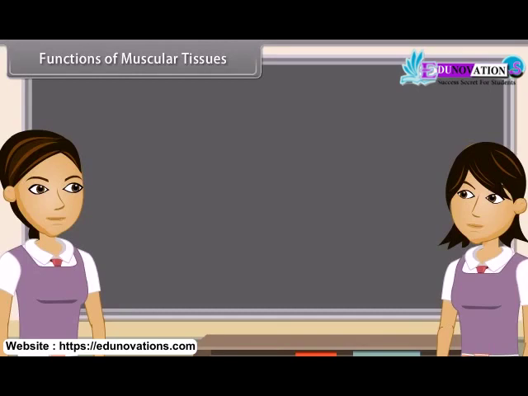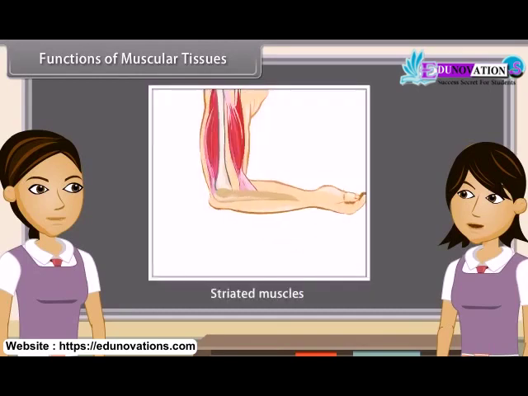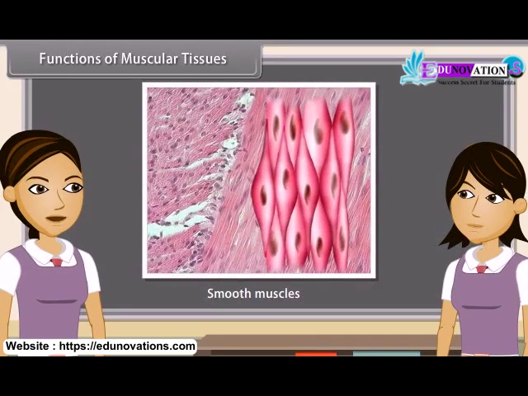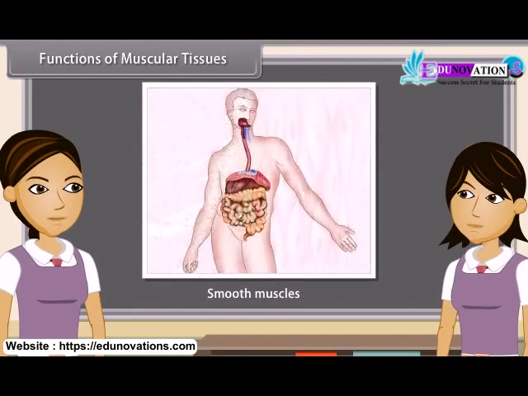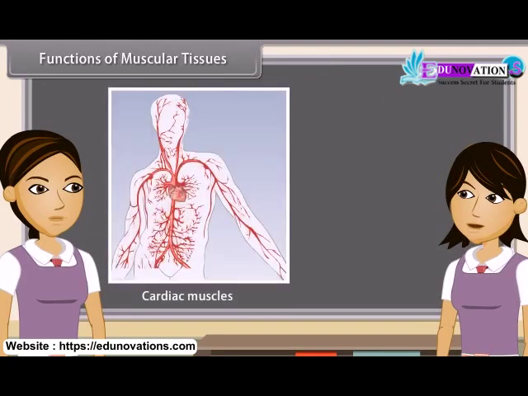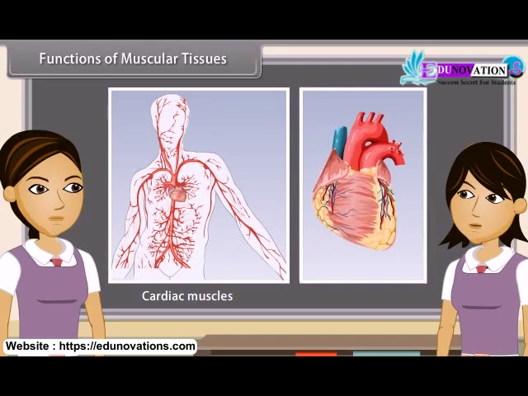Functions of muscular tissues. Striated muscles provide the force for locomotion and all voluntary movements of the body. Smooth muscles are involuntary muscles, that is, they do not work according to our will. Movement of food in the alimentary canal, opening and closing of tubes are due to smooth muscles. Cardiac muscles contract and relax rapidly, rhythmically, and tirelessly throughout life. This contraction and relaxation helps heart muscles to pump and distribute blood to various parts of the body.